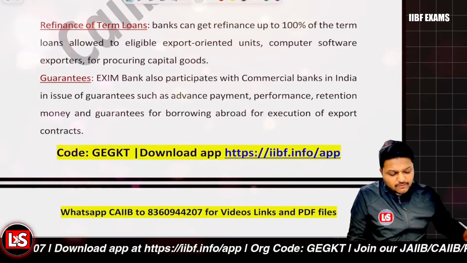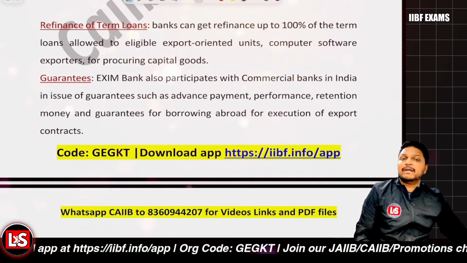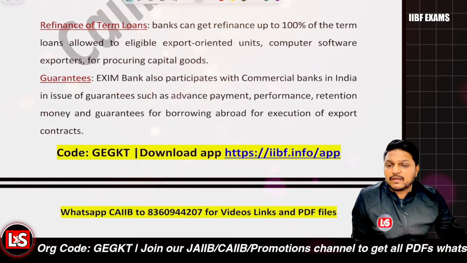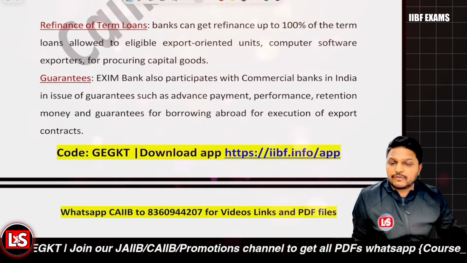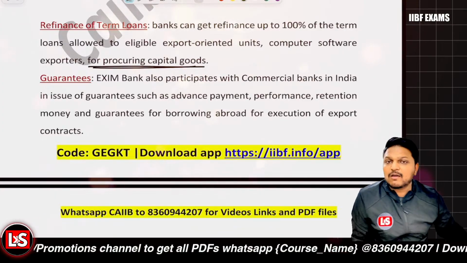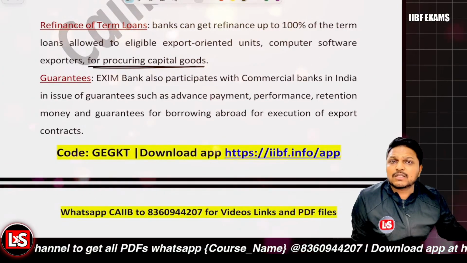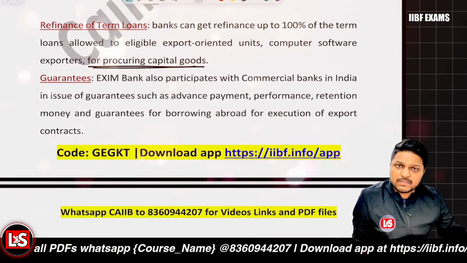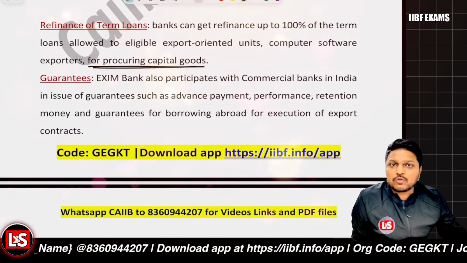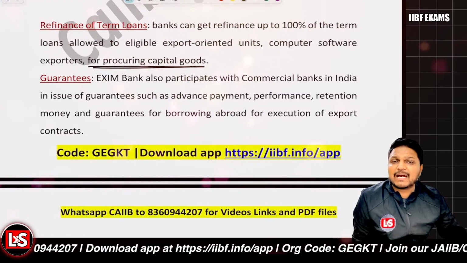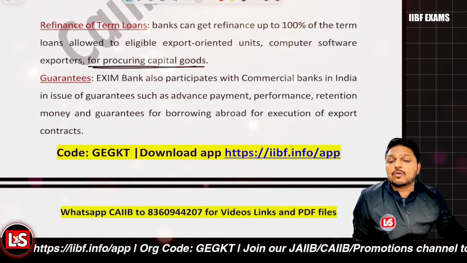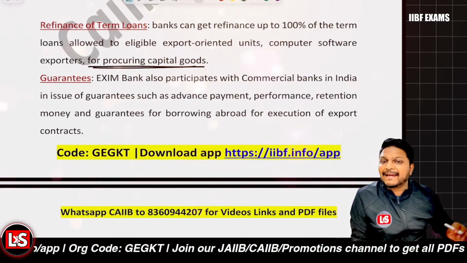And for the refinance of the term loan, let's say a term loan is given by the bank for a person who is eligible under the export oriented units, right? Or let's say it's for the computer software exporters, for capital good purposes. Now, if a term loan is given to procure capital goods, not for exporting purposes, but because you want to provide services and set up a plant, and for that purpose you have taken a term loan for capital goods and the authorized bank has given you that loan, that can be refinanced with the Exim Bank.